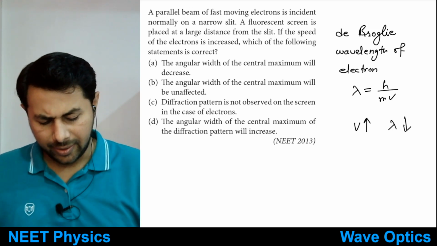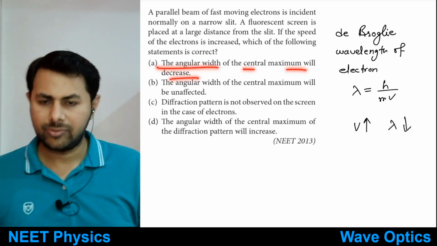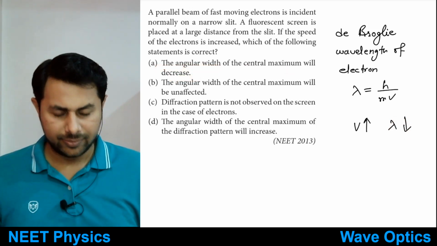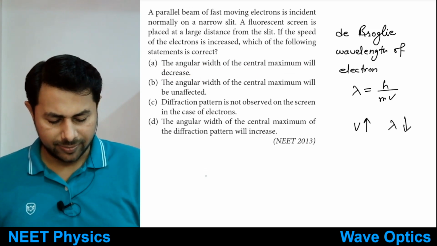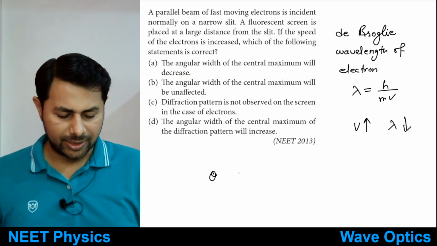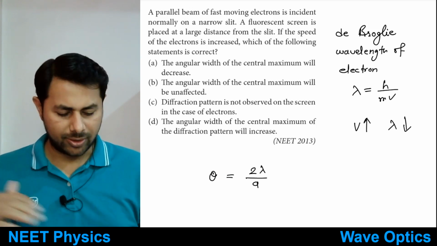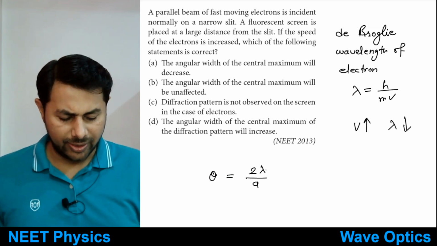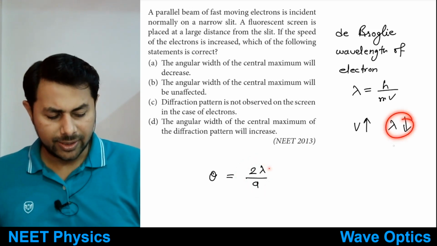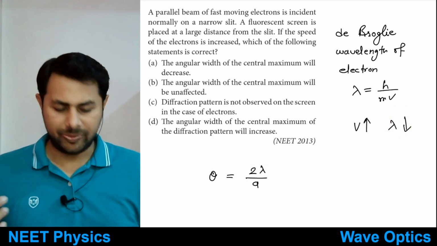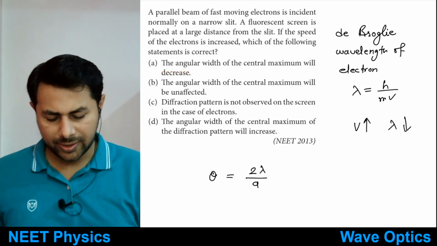And if the wavelength decreases, the question is: will the angular width of the central maxima decrease? Tell me, what is the angular width? Theta of central maxima is equal to 2 times lambda by a. For other fringes or bands it is lambda by a, but for the central one it's 2 times lambda by a. So will it decrease? Yes, because lambda is decreasing. If speed increases, lambda decreases, so the angular width of the central maximum would decrease. That's the answer.